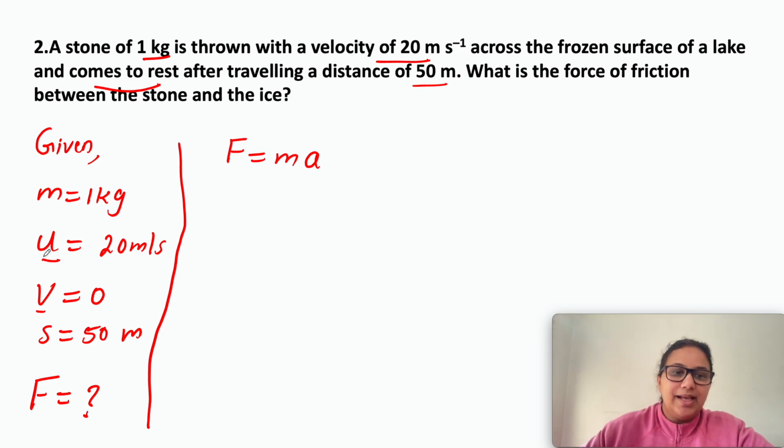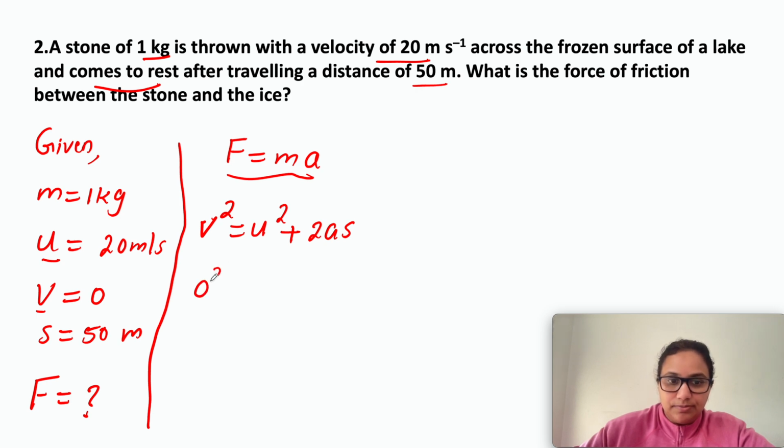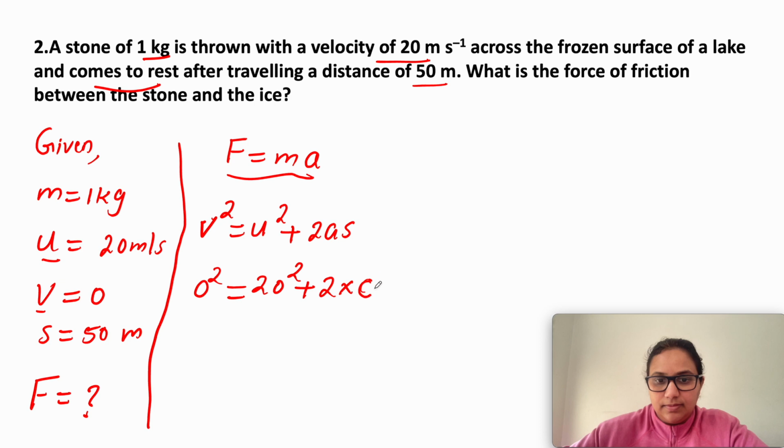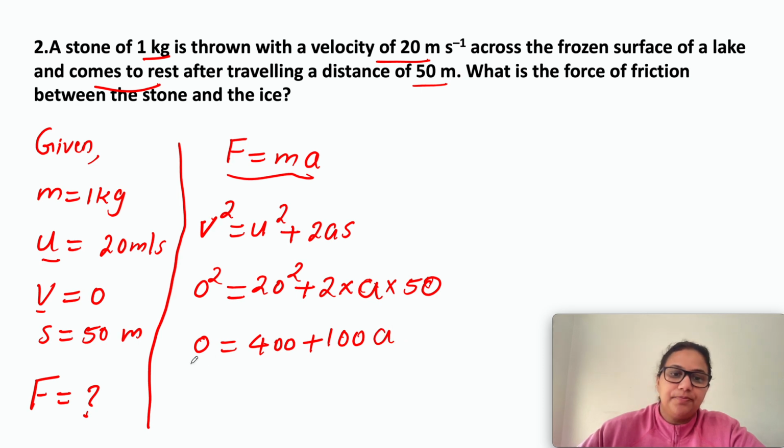In order to calculate the acceleration, we have the initial velocity, final velocity, distance traveled. So what is the formula connecting all these parameters? So we have the third equation of motion. V square is equal to U square plus 2 times A times S. V square is 0 square, equal to U square, 20 square, plus 2 times A times 50. 0 is equal to 400 plus 2 times 50, that is 100 A.